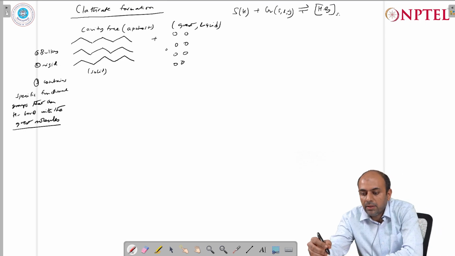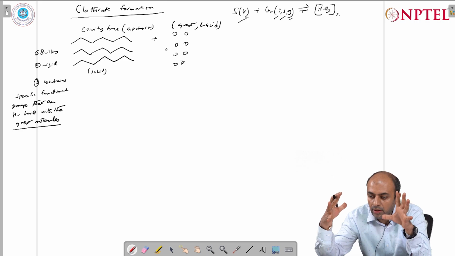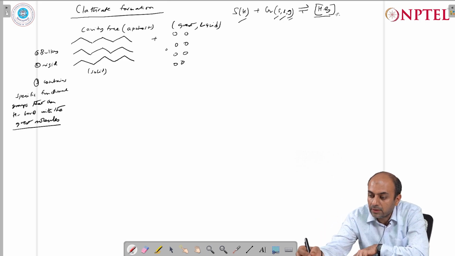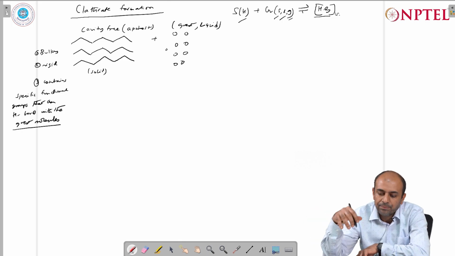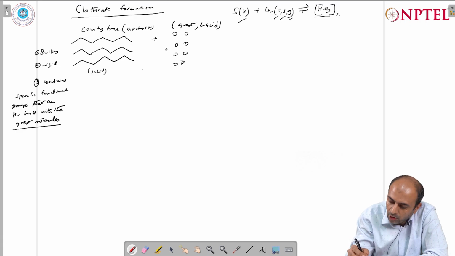So the guest can be solid, liquid, or gas. To start with, my host is a solid state structure, and this can form a host-guest complex, a resulting solid which has a high degree of crystallinity. So when we mix these guest molecules with the cavity-free apohost, we have the solvation now.